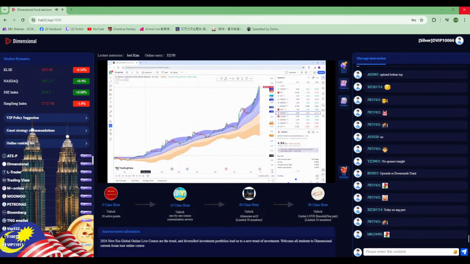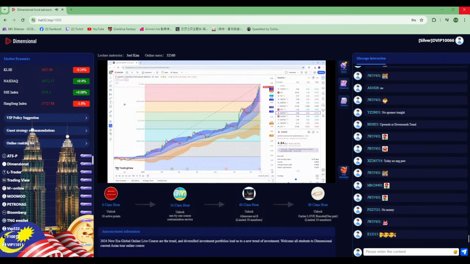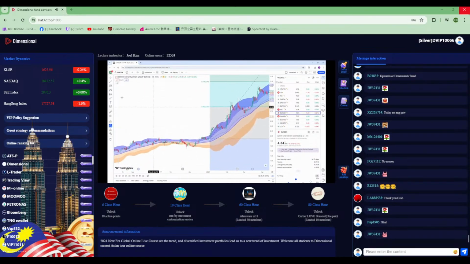So let me press my Fibonacci retracement first. From a bottom, okay now, from bottom all the way to the top, right? This is how we draw for an upwards trend. Okay, how about the downwards trend?